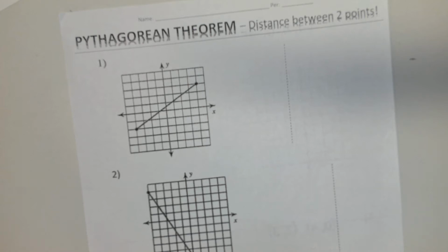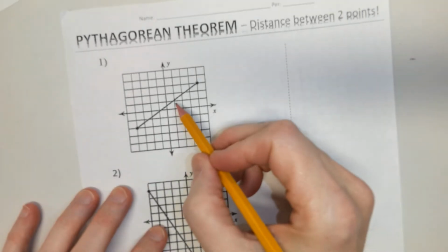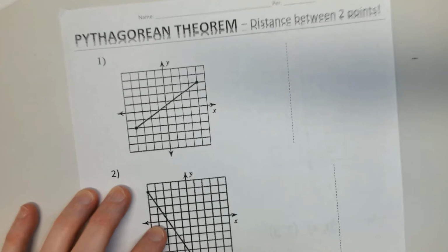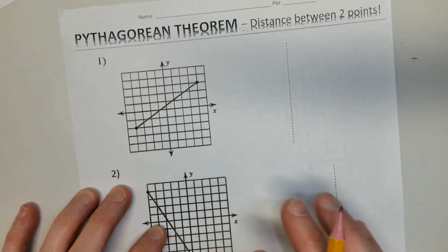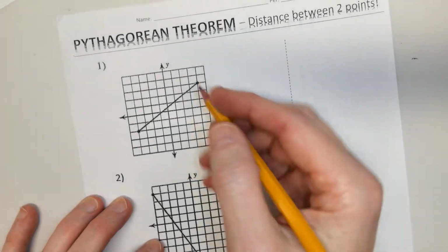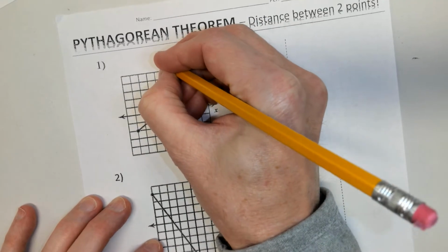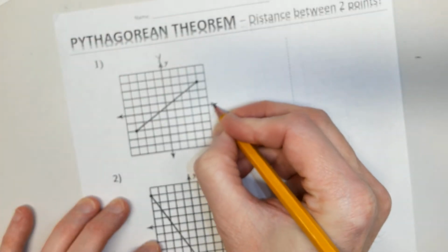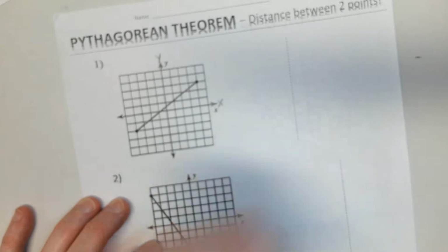Okay, so let's look at this Pythagorean theorem distance between 2 points. All right? So, distance between 2 points requires that you have a coordinate grid. Okay? Real quick on your coordinate grid, just as a reminder, the axis that goes up and down is your y-axis. The axis that is horizontal, goes left to right, is your x-axis.